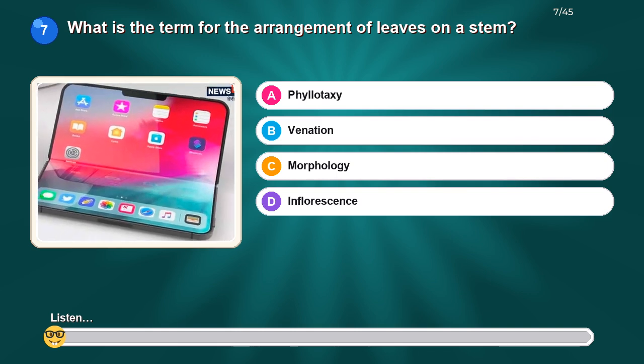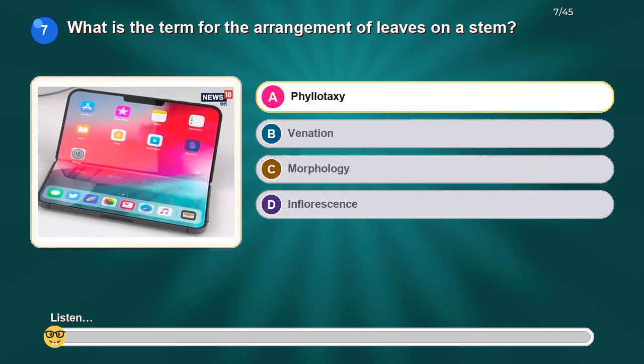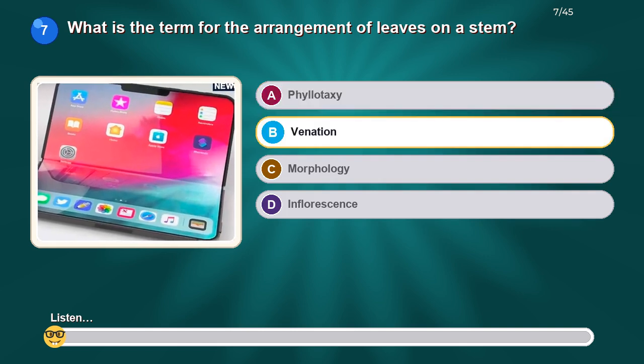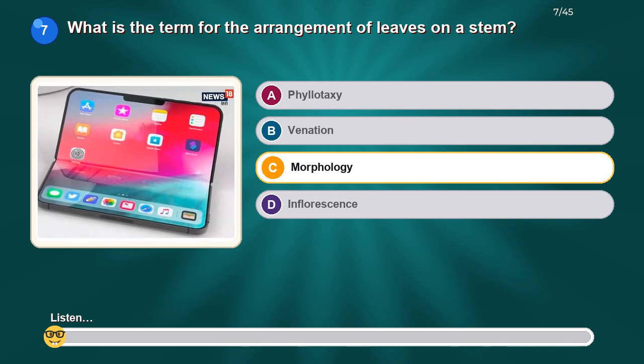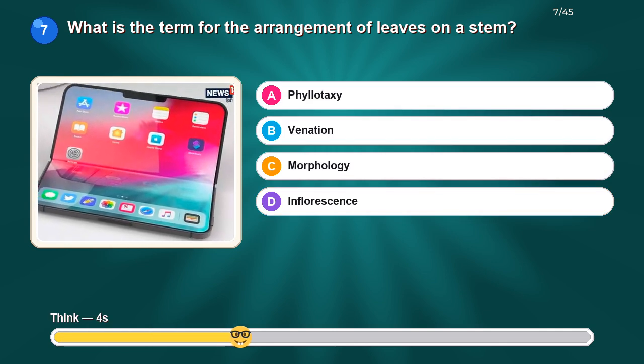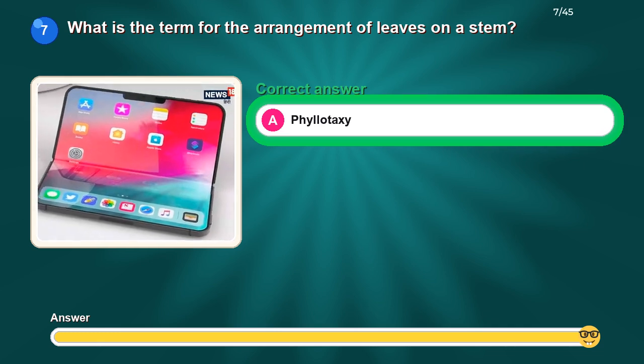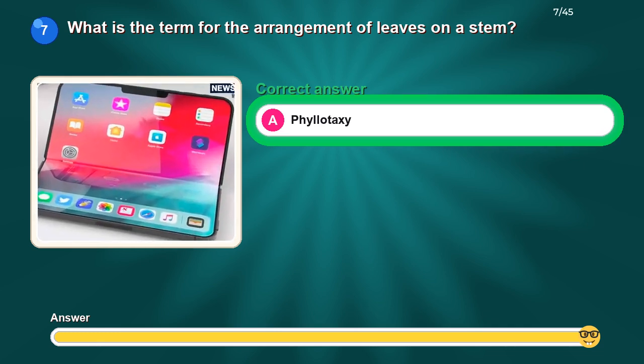What is the term for the arrangement of leaves on a stem? Option A, phyllotaxy. Option B, venation. Option C, morphology. Option D, inflorescence. The correct answer is phyllotaxy.